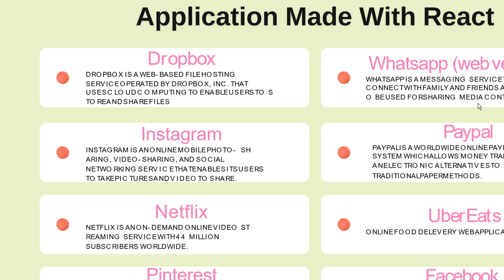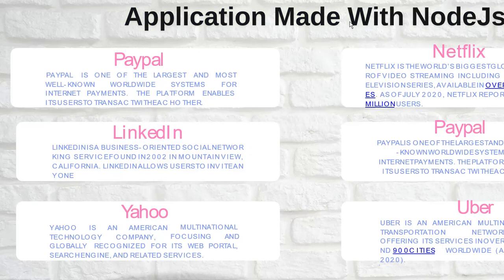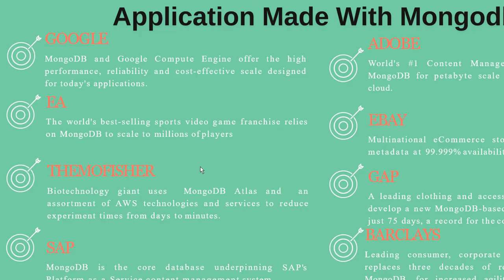So that is a front end library. Then when it comes to Node.js, the backend JavaScript runtime environment: PayPal, Netflix, LinkedIn, Yahoo, Uber, GoDaddy, Mozilla. These are all big companies that are using Node.js. And applications made with MongoDB: Google, Adobe, eBay, EA, Thermo Fisher, Gap, SAP, Barclays, Cisco, KPMG. These are all big Fortune 500 companies. They are using MongoDB.